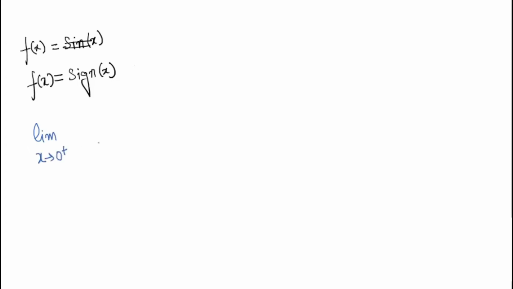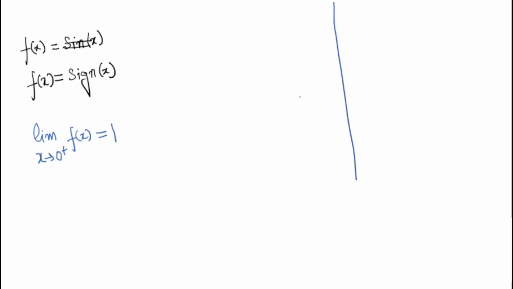Let's see. If we want to calculate f(x), this is a function. f(x) is equal to signum x. So if we want to calculate this function, for the limit as x tends to 0 plus, f(x) is equal to what? If it is 0 plus, then the value will be 1 according to the graph.